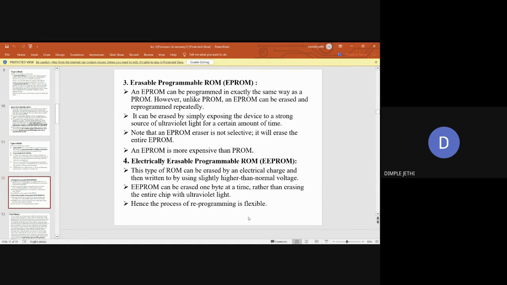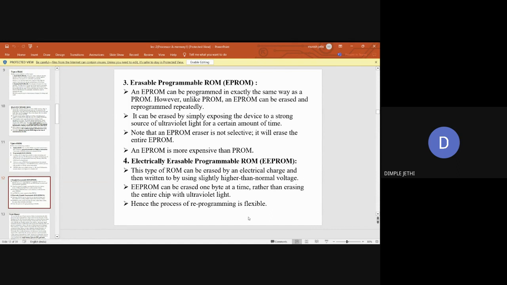Okay, and as I'm saying that you can erase it and rewrite it, how can it be erased? It can be erased by simply exposing the device to strong ultraviolet rays for a certain amount of time. Then that data will be erased and you can rewrite this chip.